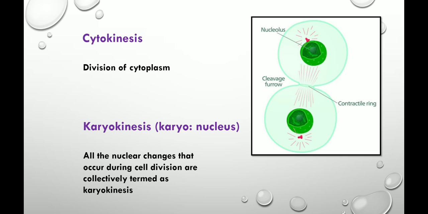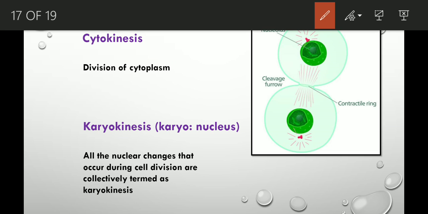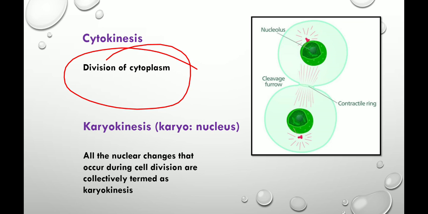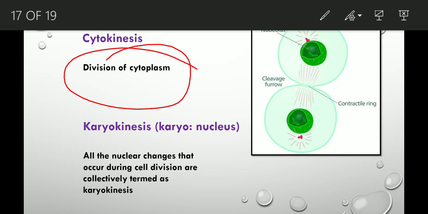After this phase, what happens? Cytokinesis happens. Cytokinesis is the division of cytoplasm. That means the cleavage furrow deepens more and two cells are formed. See, this is one cell and this is another cell. So, after these four stages, cytokinesis, that means the cytoplasm divides, which results in the formation of two daughter cells. We all know that mitosis results in the formation of two daughter cells. So, in this way, two daughter cells are formed.